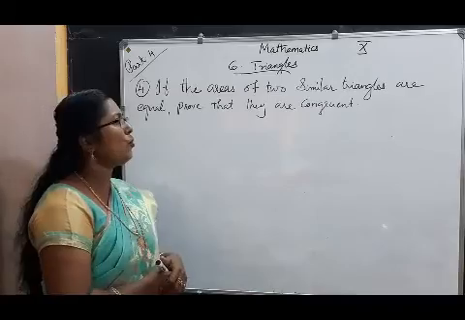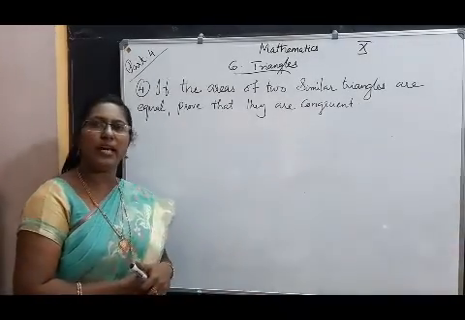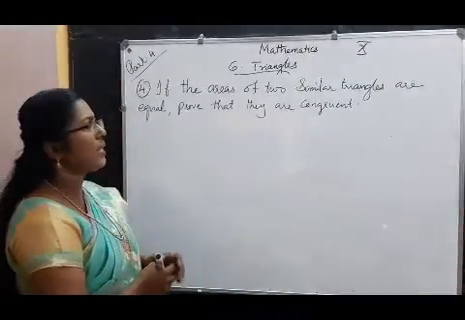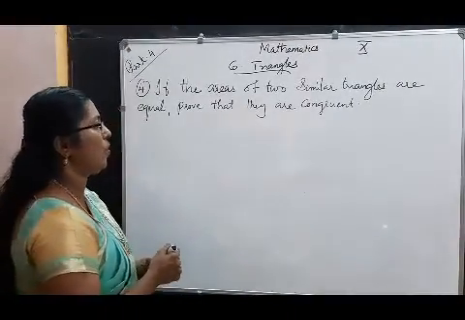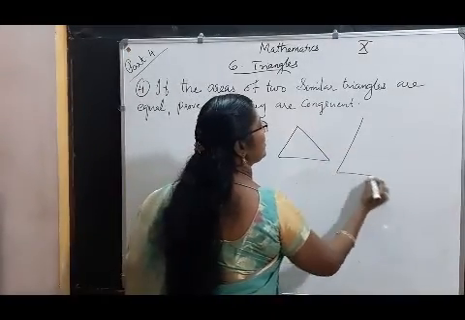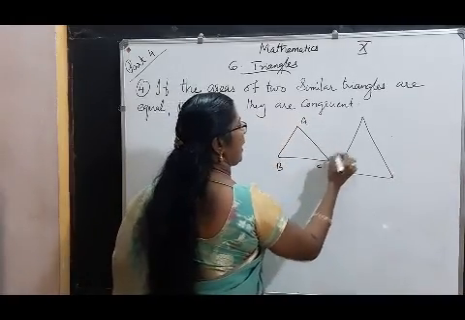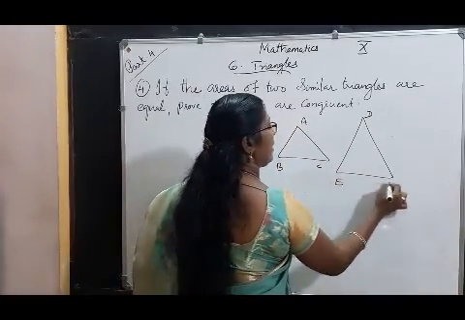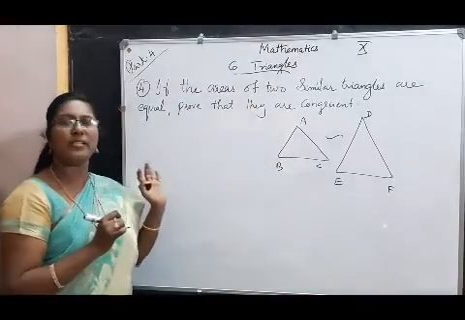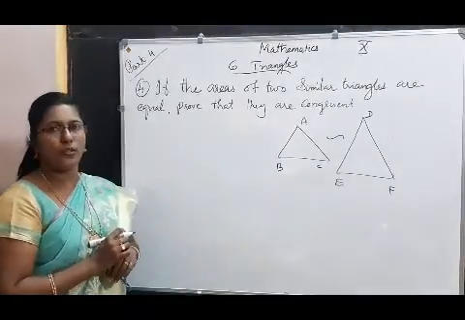If the areas of two similar triangles are equal, prove that they are congruent. It is an important question. If the areas of two similar triangles are equal, the two similar triangles ABC and DEF are similar. That is given. Triangle ABC similar triangle DEF. Prove that they are congruent.